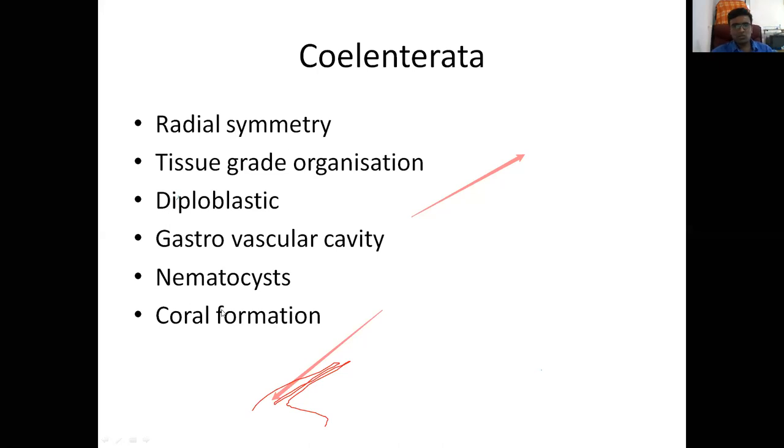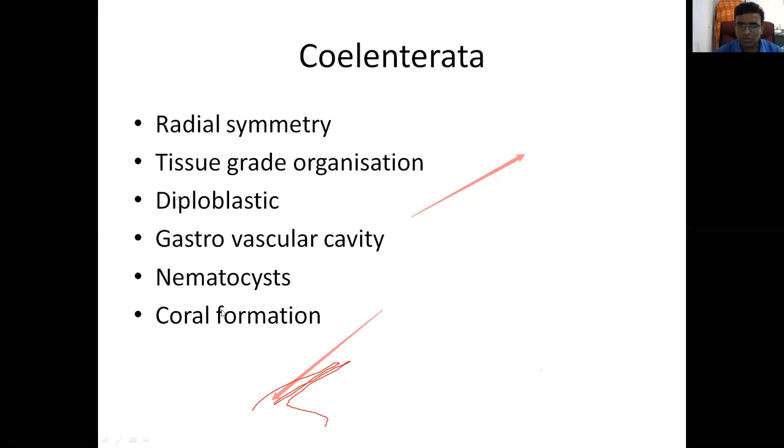Among cnidarians, which class forms the corals? Any answer? No, it's not polyps. Class, I'm asking. Classification class. No. Which class of cnidarians form corals? Recently, it was an MCQ question asked in a competitive exam. No, scyphozoans do not form corals.